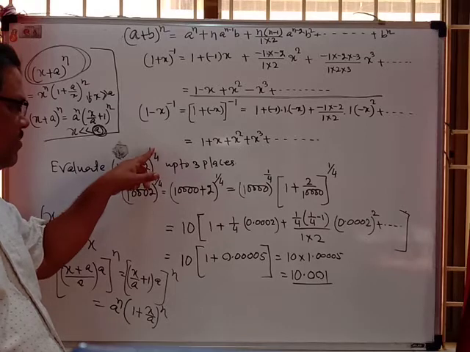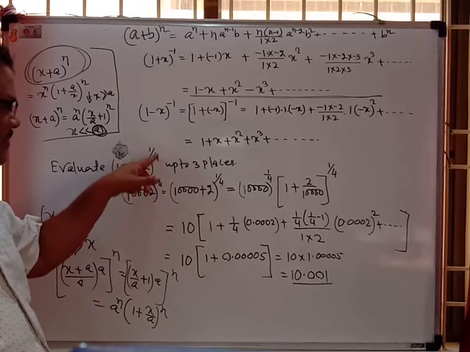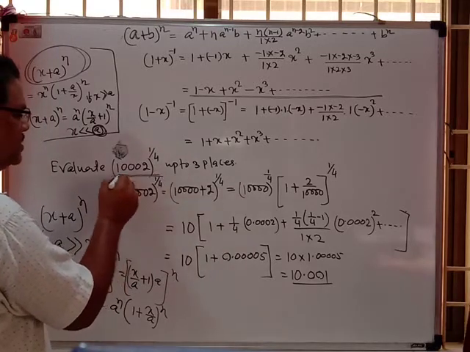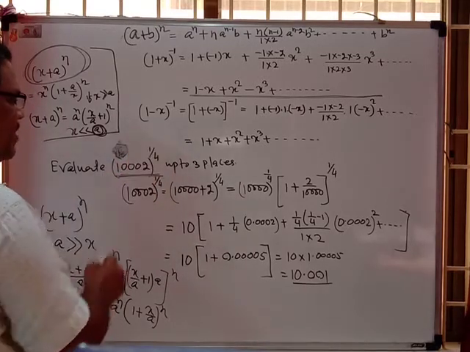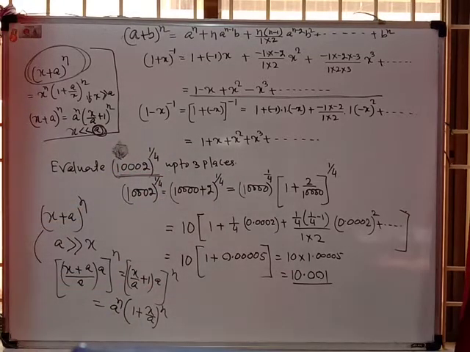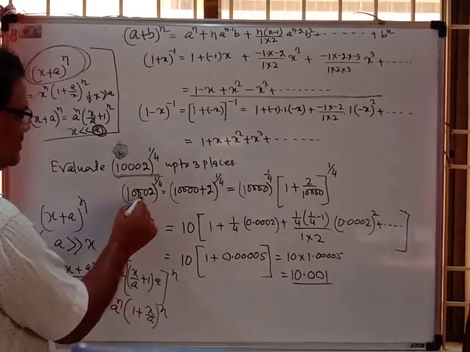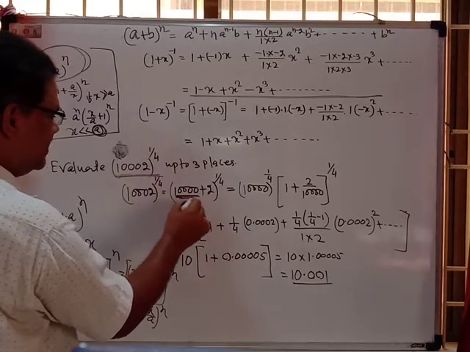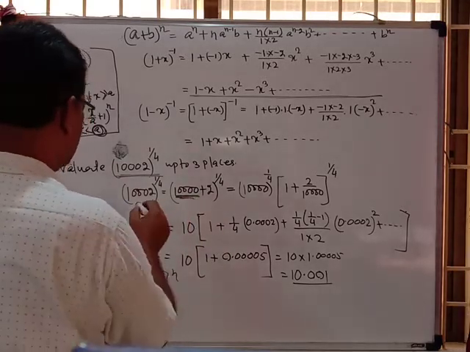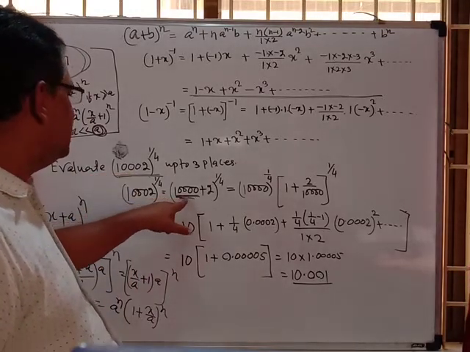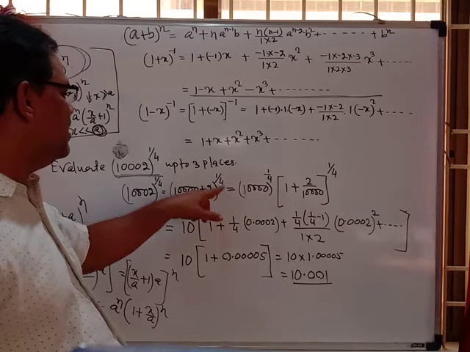So for example, I can do this: evaluate 10002 to the power 1 by 4, up to 3 places. No doubt it will be difficult for you to calculate easily, so you have to use the binomial expression immediately. That is 10002 to the power 1 by 4, which is equal to (10,000 + 2) to the power 1 by 4.